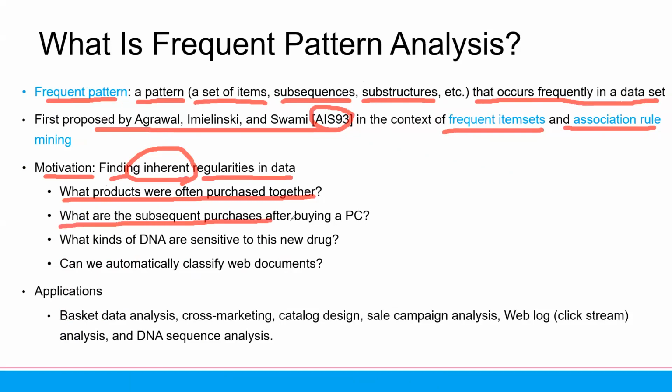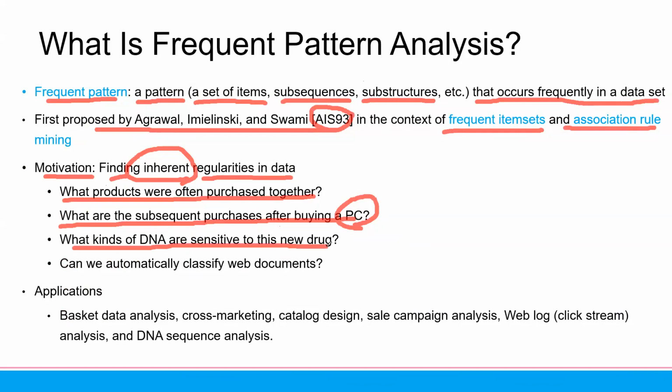People may buy milk and they will also buy bread. Maybe you can also analyze electronic items. What are the subsequent purchases after buying a PC? PC is the personal computer. Maybe after you buy a personal computer, you will buy a printer. After you buy a printer, you will buy a new keyboard. After you buy a keyboard, you will buy a new webcam, and so on. So there will be a sequence, and you can check what the association is between those items.